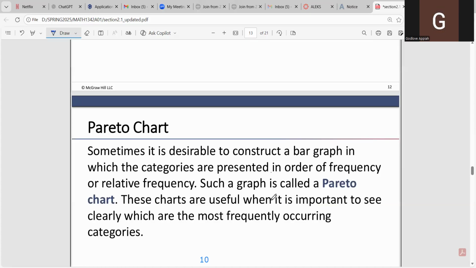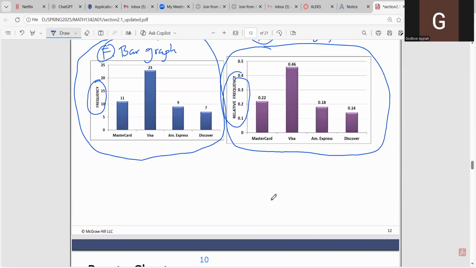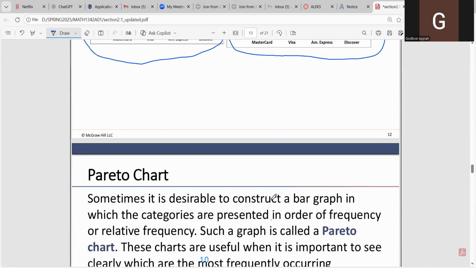So what are we saying by this? What do we mean by this? A Pareto chart is just a relative frequency bar graph or a frequency bar graph where the categories are presented in order of frequency. You can present them either from the largest frequency to the lowest frequency, or from the smallest frequency to the largest frequency. You can go either direction. Once you have a bar graph presented in such a manner, we don't call it a bar graph, but we do call it a Pareto chart.